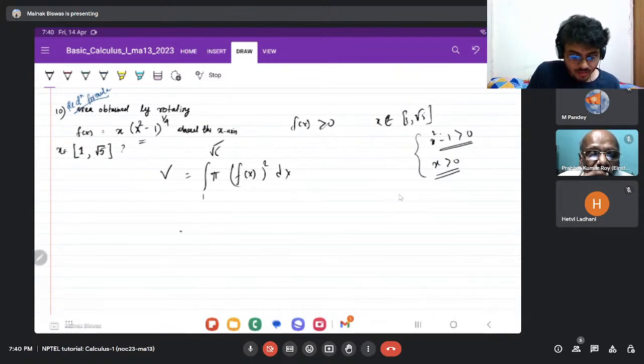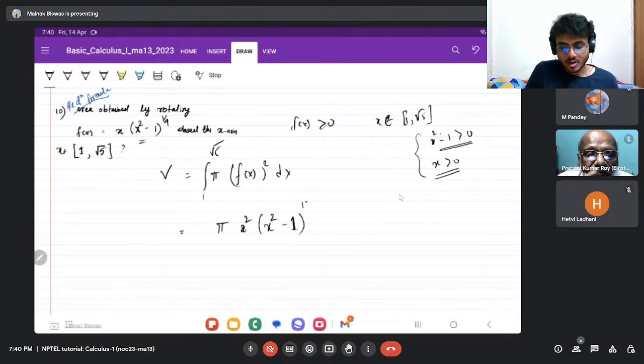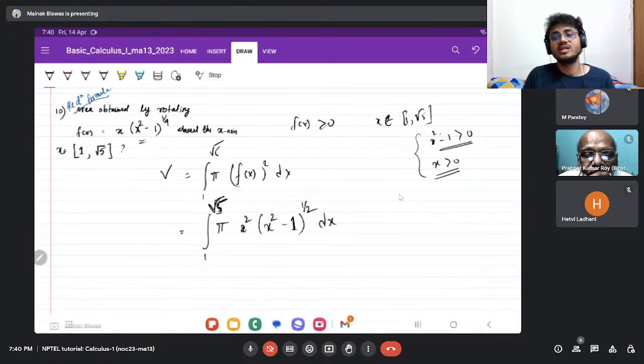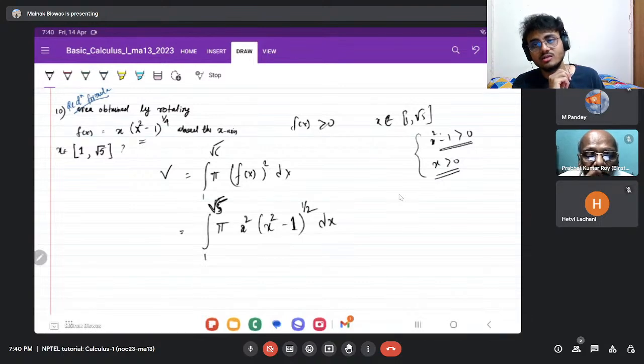So let's see what it will be. It is pi x squared times root of x square minus 1. Once we formulate this integral, this is the end of the problem related to volumes. And now it becomes actually an indefinite integral problem. You can't use definite integrals also.